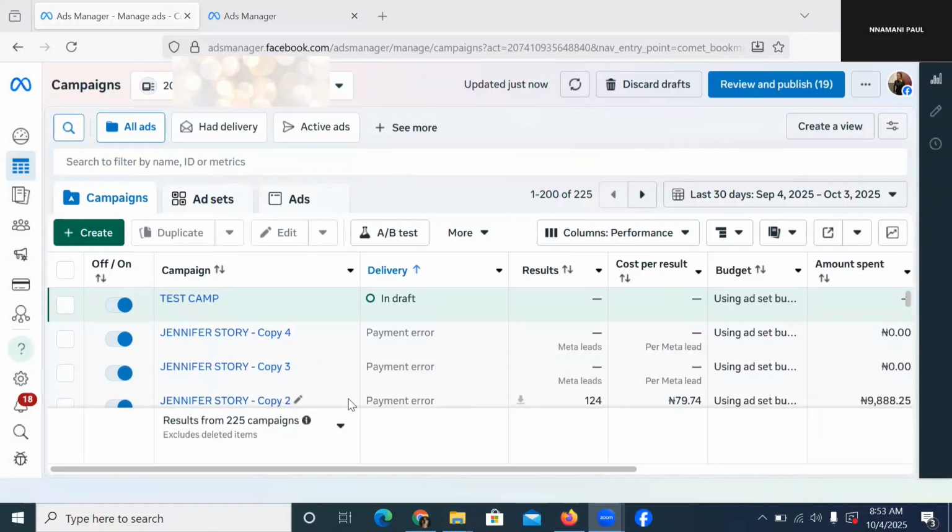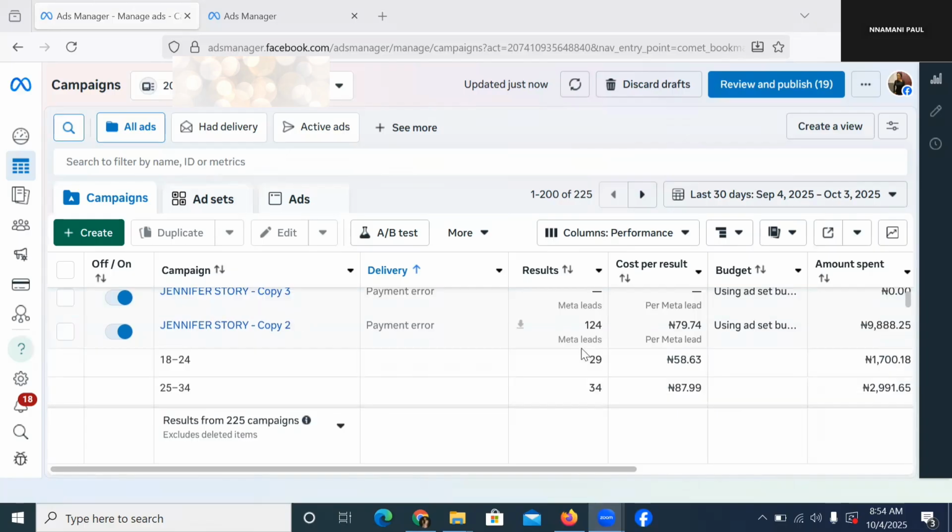In this video, I'm going to show you how to pick a particular advert you have been running for a long time and analyze it so that you can know which age range is giving you the best result, which platform is giving you the best result, and which gender is giving you the best result. I have done this over and over again, and it has helped me to optimize my ad. This is one way to scale your advert that people are not talking about, and I'm going to show you exactly how I do that in this video.